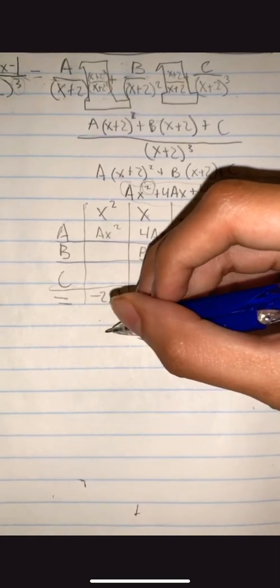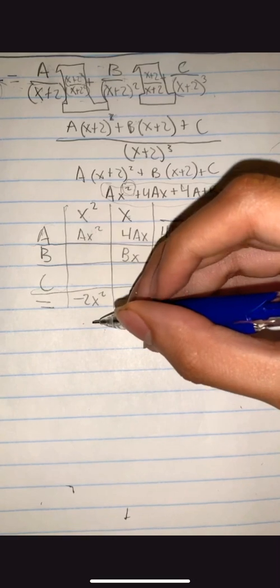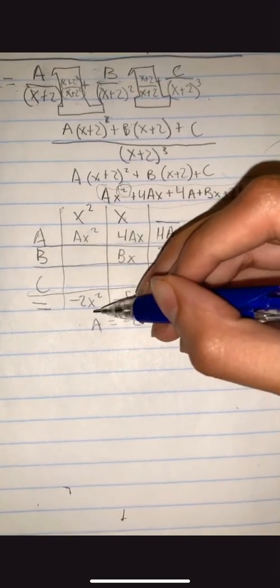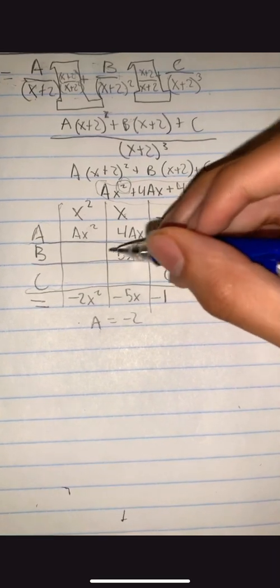So we read down. Since this is only x squared, there's no b or c. So what we can conclude, right now the x squared and the x's are just placeholders, so we don't really need to worry about them. So basically a equals negative 2. So we can just get rid of the x squared from both of them. A equals negative 2.